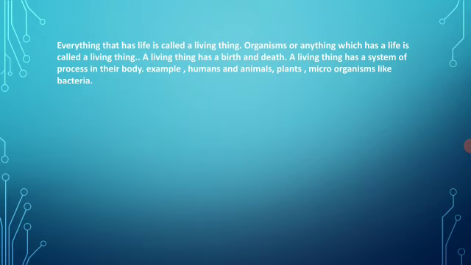Everything that has life is called a living thing. Organisms or anything which has a life is called a living thing. A living thing has a birth and death. A living thing has a system of processes in its body. For example, humans and animals, plants, microorganisms like bacteria.